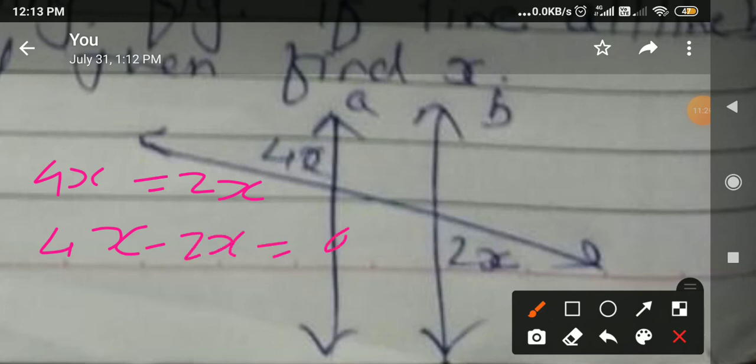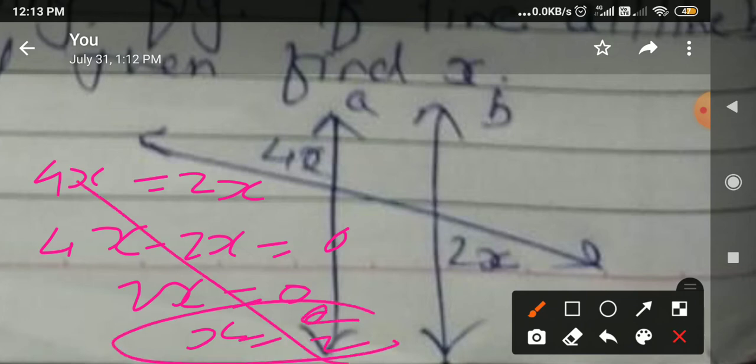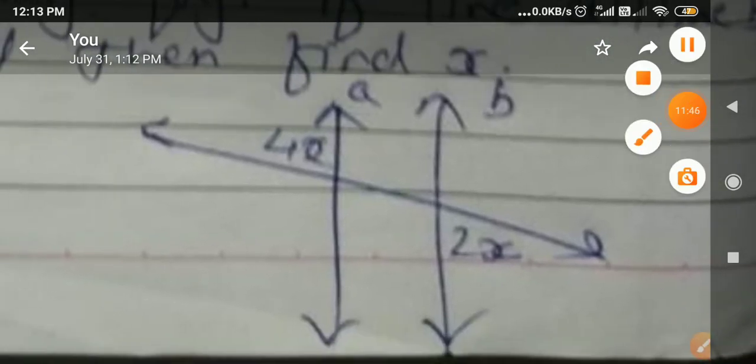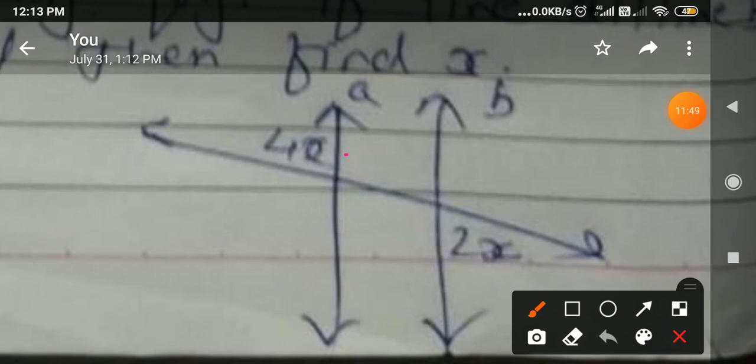But what happens if I take 4x equal to 2x? Then 4x minus 2x is equal to 0, and the answer is 2x equals 0 and x equals 0 upon 2, which means the angle does not exist. So the position of 4x is wrong in this place, and that's why the position of 4x is at this place. It is actually at this place in our textbook.